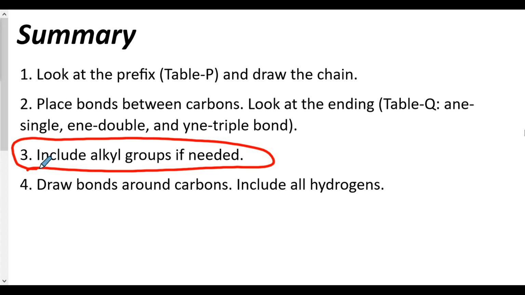Same thing for alkyl groups. If there is an alkyl group, they have to give you the location. If not, you're going to assume that it's in the first carbon, and then you have to draw the alkyl groups. Finally, make sure each carbon has 4 bonds, and then draw all the hydrogens. And that's about it.